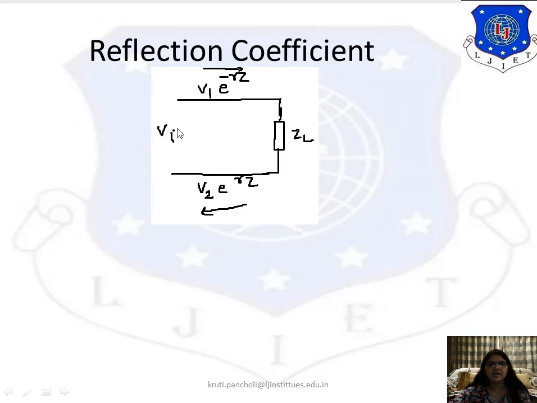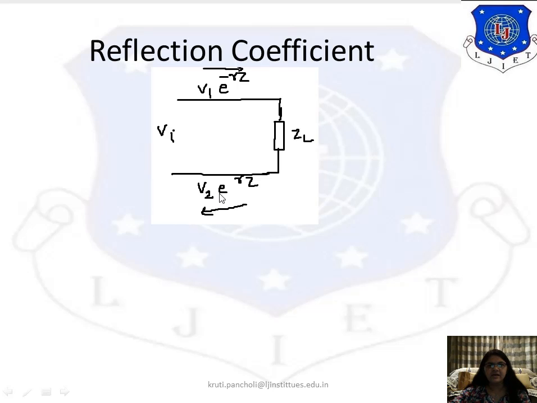This is the incident wave. This is the transmission line, and this is the load impedance that is connected, ZL. The incident wave travels in the Z direction, towards the load. The value of this wave is V1 e raised to minus gamma Z, where Z shows the direction and gamma is the propagation constant.